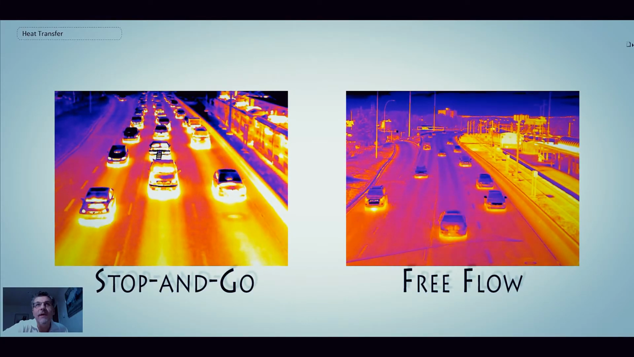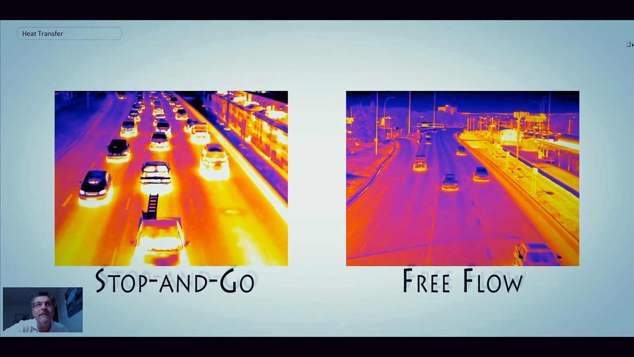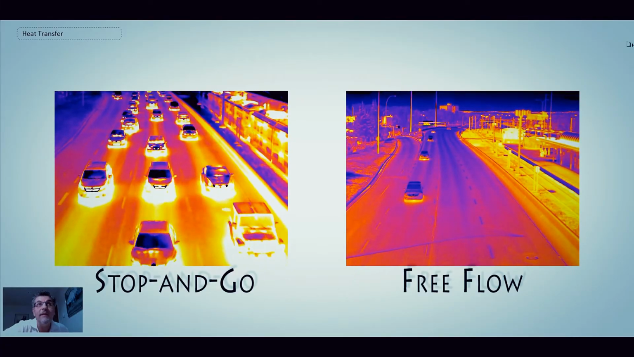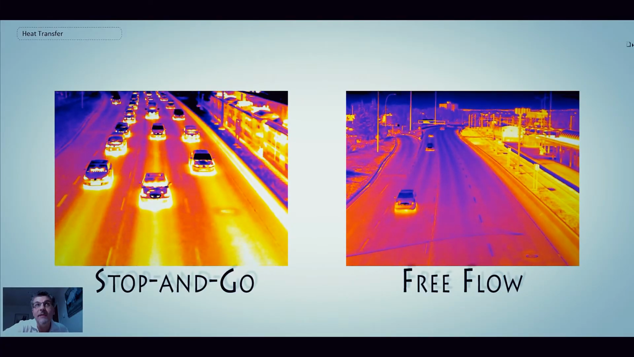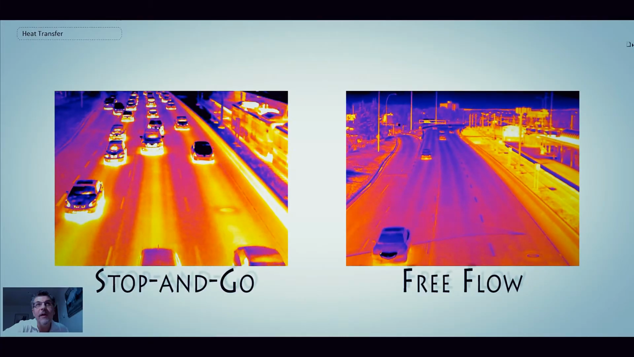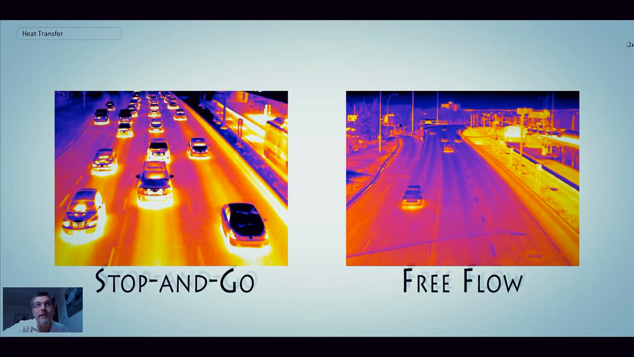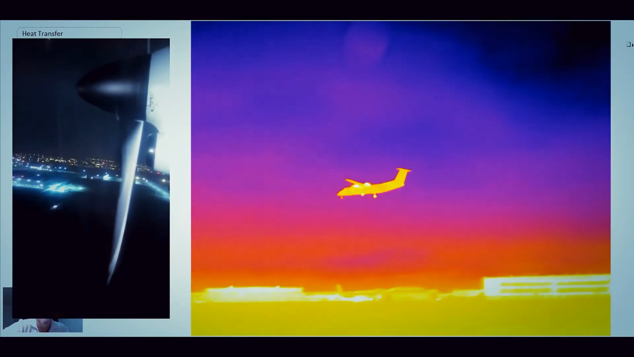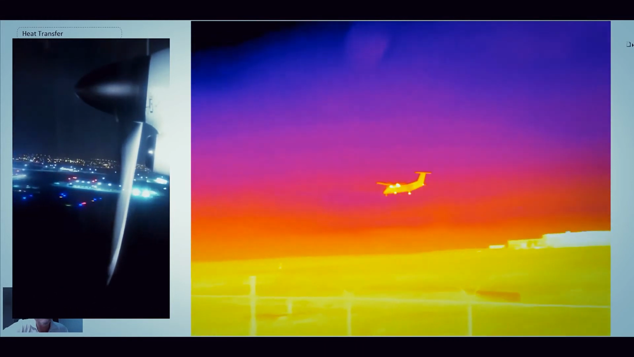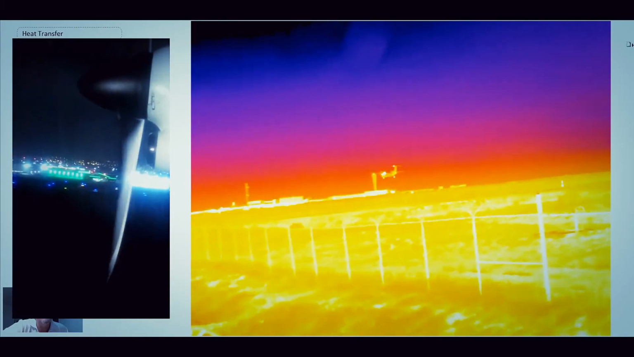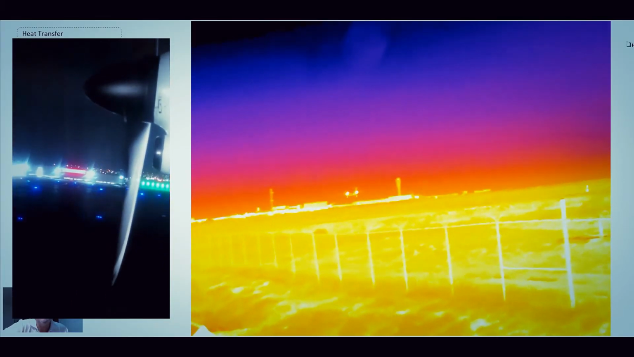So on the left we have stop and go traffic, on the right we have free flow, and you can see in stop and go that the cars are getting hot because they don't have as good of a convective heat transfer as they've been designed for, and that's why they're operating very hot as they drive by and stop and go. Now this is an aircraft. This is a Dash 8 landing in Calgary, and you can see the turboprop engine, a lot of heat there, and then on the left we can see the blade.